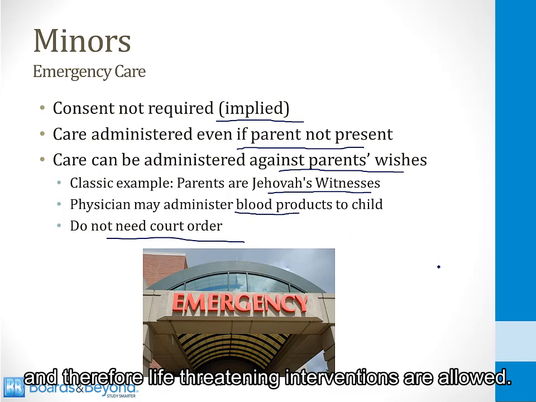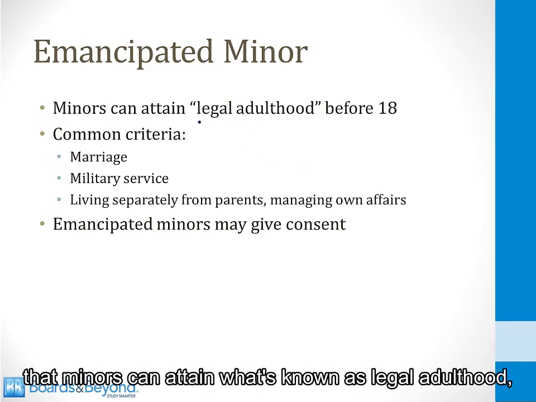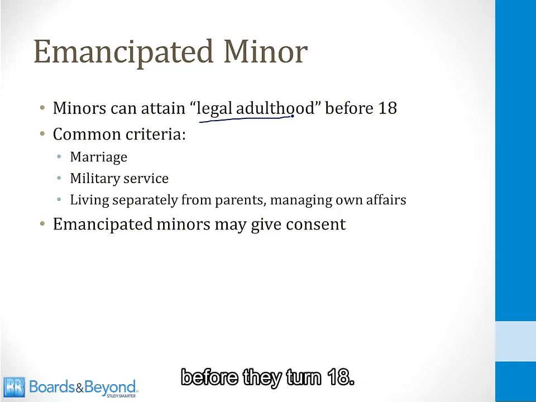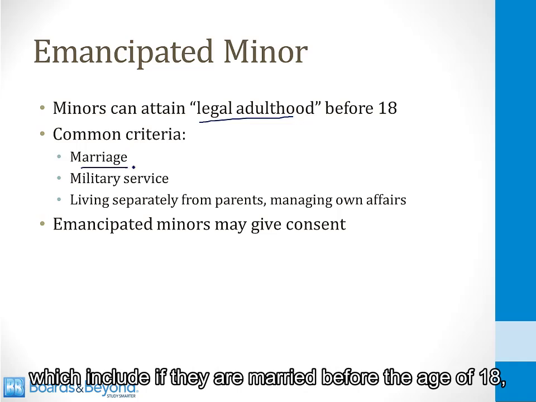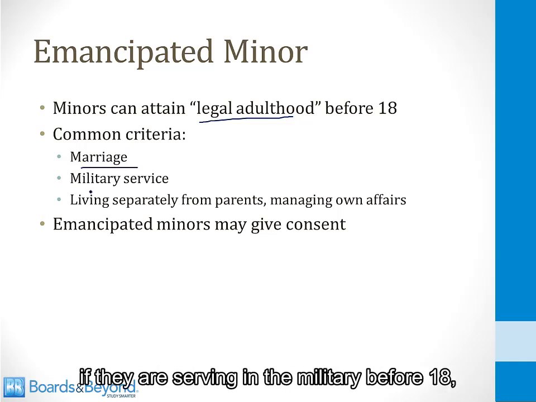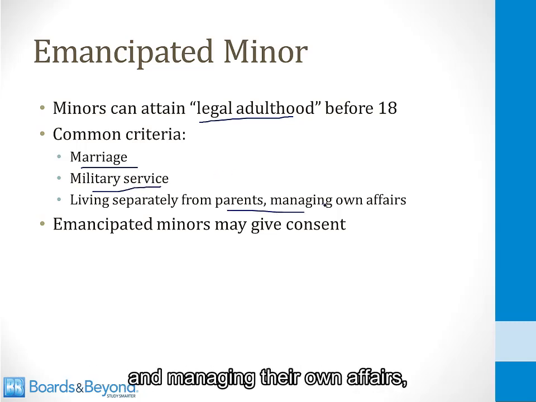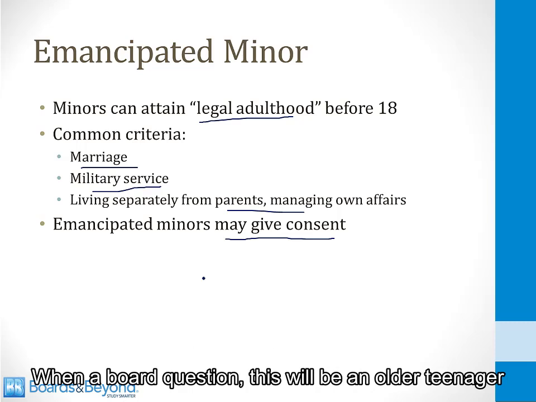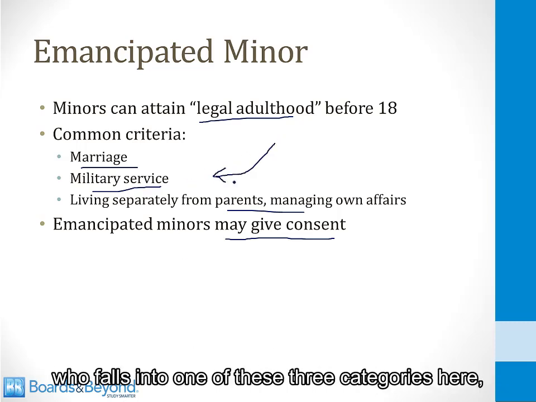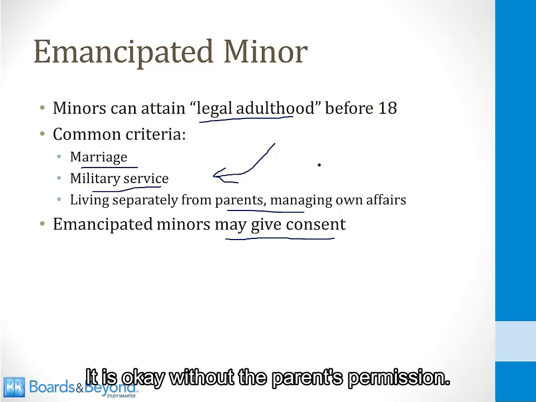An emancipated minor refers to the fact that minors can attain what's known as legal adulthood before they turn 18. This applies to some special situations, which include if they are married before the age of 18, if they are serving in the military before 18, or if they are living separately from their parents and managing their own affairs. And minors who are emancipated may give their own consent. So in a board question, this will be an older teenager who falls into one of these three categories here and wants to give consent for a procedure. It is okay without the parent's permission.